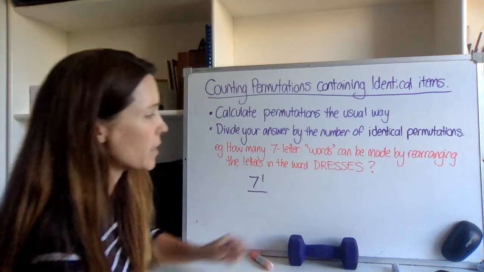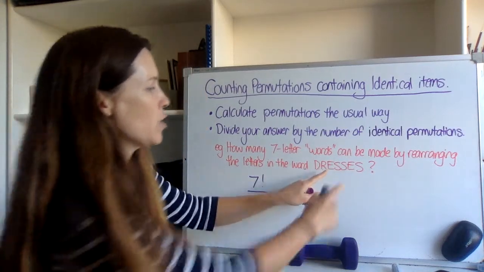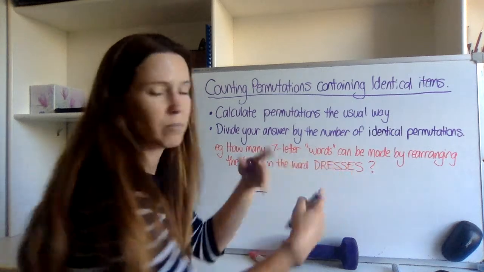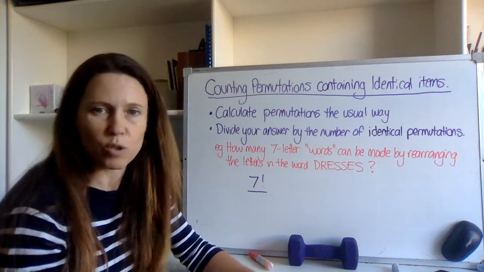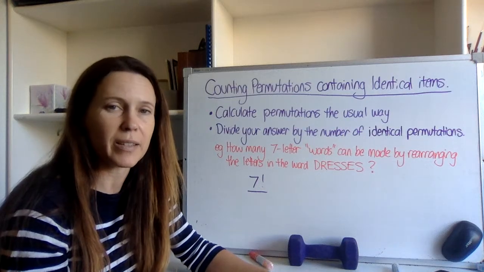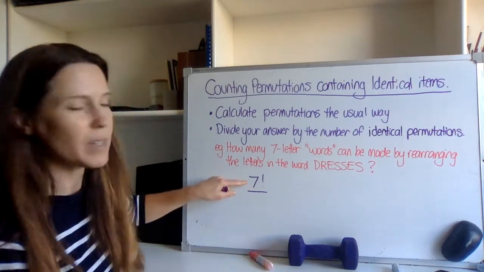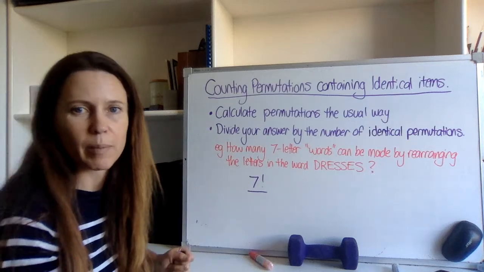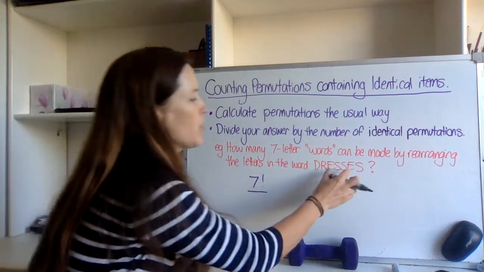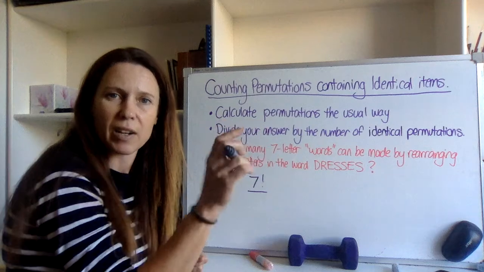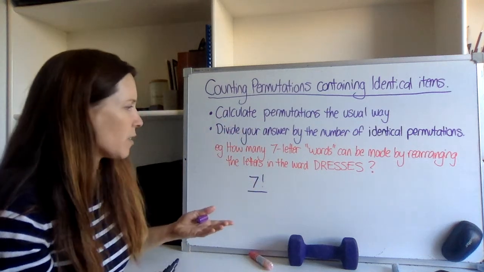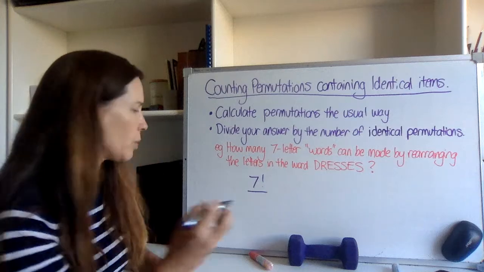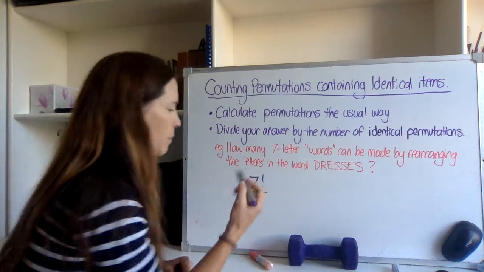Now, let's just consider the E's for a minute. If we swapped these 2 E's around, it'd still say dresses, and nobody's going to think that they're 2 separate words. They're literally going to look exactly the same. So every single one of these 7 factorial words that we've come up with is going to have the possibility to make it 2 ways depending on how you place your E's, and both of them are going to look the same. So we've overcounted by a factor of 2. So we need to divide by 2 to make up for that.